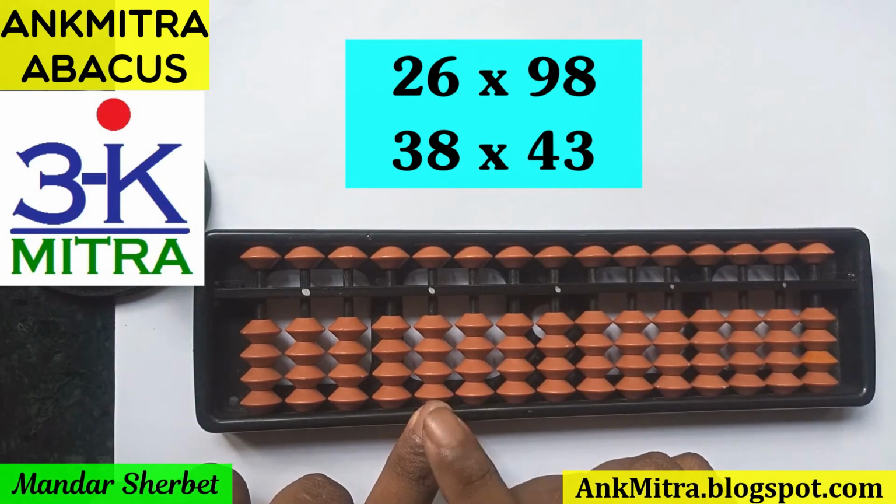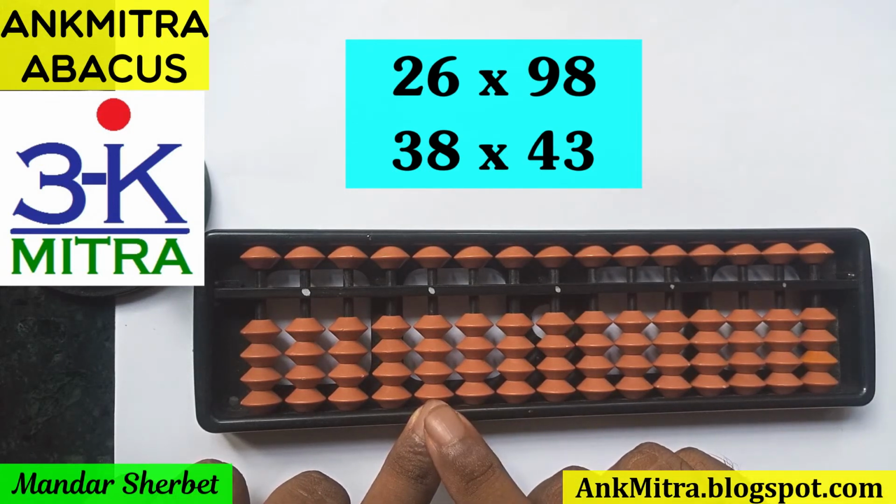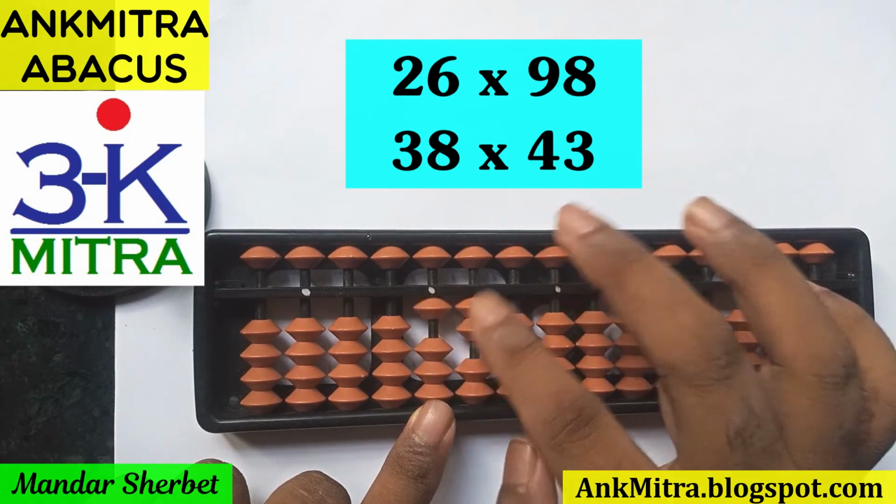Again, we'll start from the 4th rod. The numbers are 38 multiplied by 43. So this time I'll be considering the tens place digit of 43 first, that is 4. Now this 4 will be multiplied with 3 and 8, that is the 2 digits of the other number, one by one. So first step, 4 multiplied by 3, which is 12. Now 12 will start from the 4th rod, 1 and 2 on the next rod.